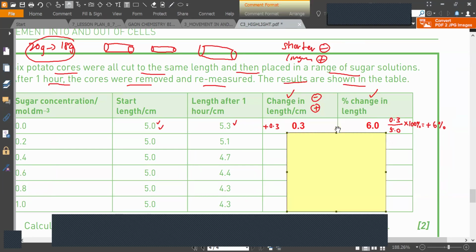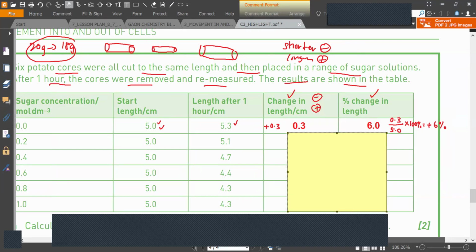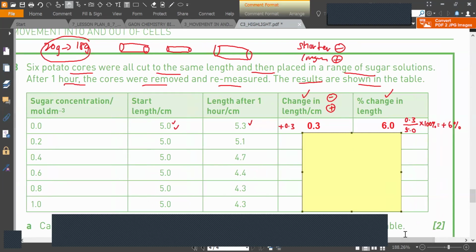Now you try to calculate the rest, for 0.2, 0.4, 0.6, 0.8, 1.0. Have a try. 0.2 is plus 0.1.